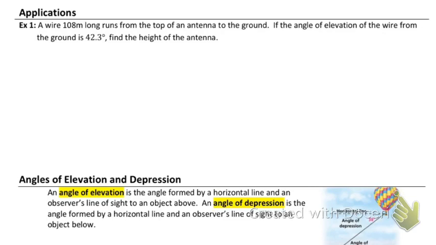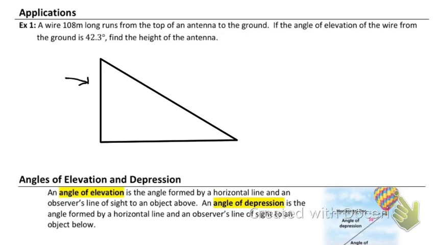So it says a wire 108 meters long runs from the top of an antenna to the ground. So I'm going to go ahead and draw that. So we'll say that's my antenna. We'll say this is my wire. We'll say that's the ground. This is that wire they're talking about. And obviously this is going to be the ground. All right, so we have a 108-foot wire. So we're going to just put 108 for our wire.